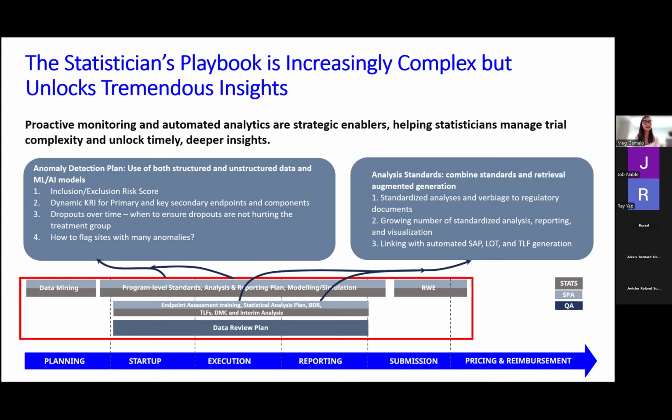In many of these things, artificial intelligence, including retrieval augmented generation, is already being tapped to help automate many of these things, as well as understanding whether we can improve quality of the writing of the SAP, the analysis, as well as the reporting of the results into a particular table. So those are just some of the things that a statistician or a quantitative scientist reporting to the role of a statistician is doing. So it's becoming increasingly complex.